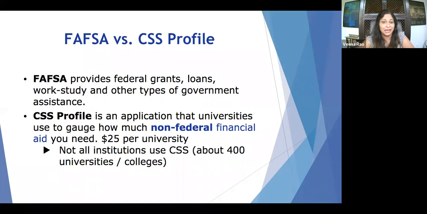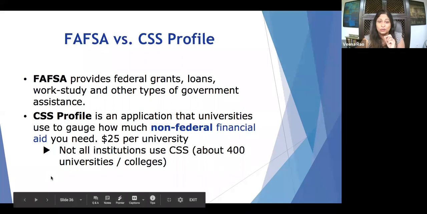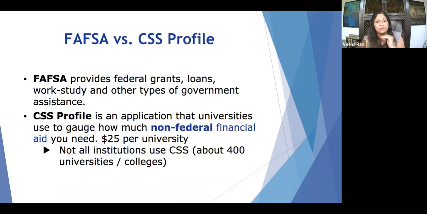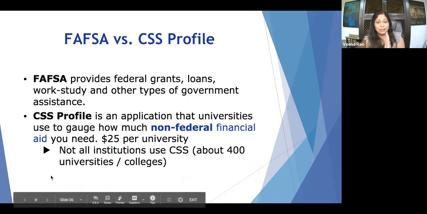It's a paid application, but the aid that they're awarding is their institutional aid, meaning that they have money they've set aside that they want to award, but they have a more rigorous application that parents have to fulfill in order to qualify for that. But again, the CSS Profile is for non-federal aid, and it's only required at about 400 institutions. So have your student check to find out if the universities they're applying to require the CSS Profile.